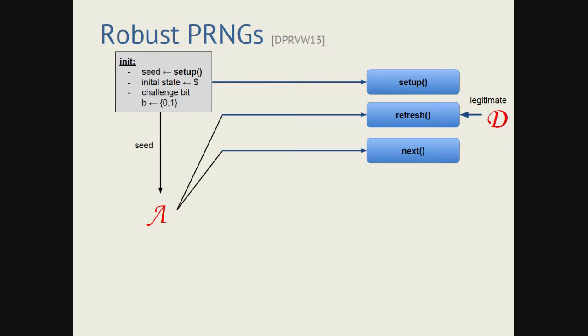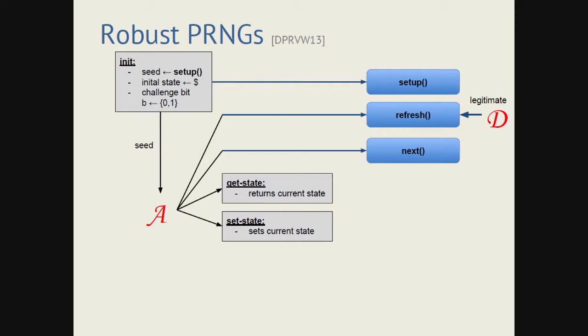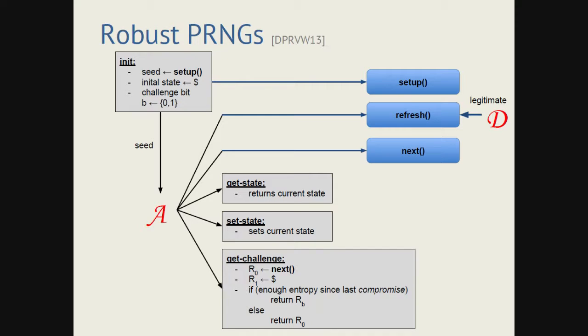But on top of this, A is also allowed to do more. It can also compromise the state of the PRNG. It can either read the whole state or override it with arbitrary values. And it can also ask for a challenge, for a real or random challenge. So when it asks for a challenge, it gets either an actual real output of the PRNG or a random bit string. But it only gets a meaningful challenge if enough entropy has been processed by the PRNG since the last state compromise. And this is where the estimates from the legitimate distribution sampler come into play. So they are used to evaluate whether enough entropy has been processed already. And then A is at some point expected to output a single bit, representing its guess whether the challenge that it got was real or random. And the advantage of this adversary is defined in the usual way for a distinguishing game. So this is the robustness notion due to Dodis et al.